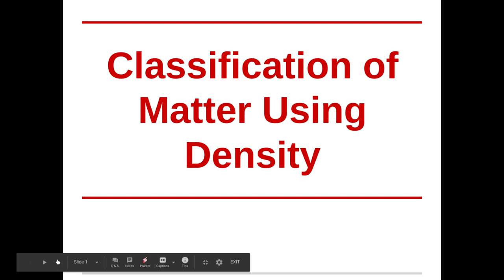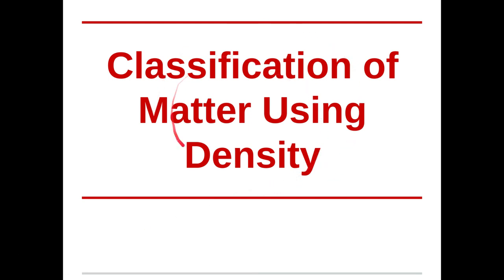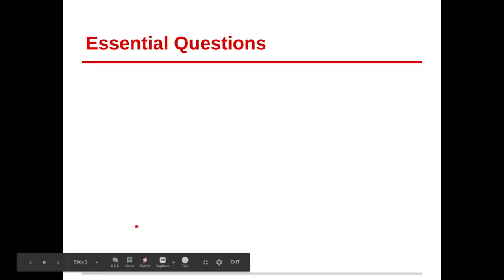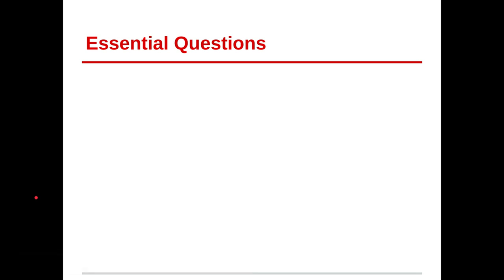So let's get started. You should have your notebook, and this should be the title of your notes: classification of matter using density. If nothing else, at least have the word density there. That's the main thing we're talking about today is density. So essential questions, I would not write these down, but these are just sort of the questions that are going to guide us through what we're doing today.